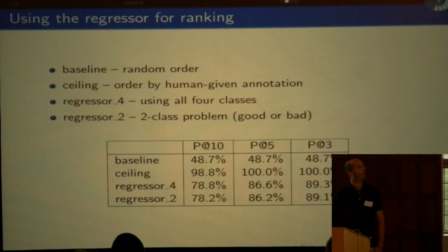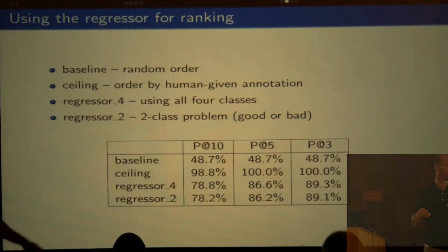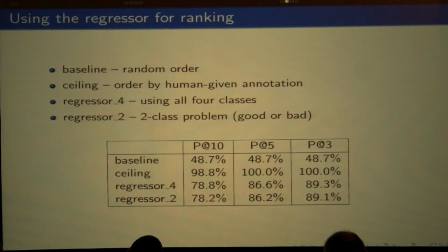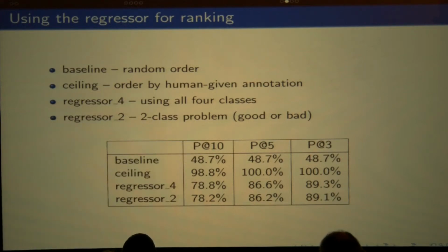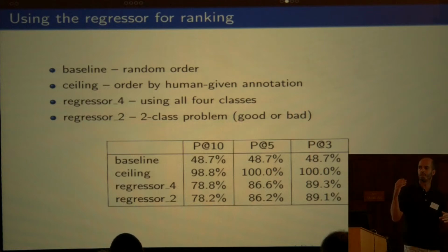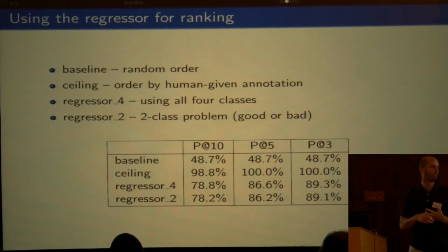So to come to the results, our baseline is actually random order. If you remember the distribution from the beginning, it's more or less 50%. So you'll have 50% good examples, 50% bad examples, regardless of whether you take the top 10, 5, or 3 ranked examples. The ceiling, on the other side, is when you use the annotator's choice to sort, so it's almost 100%. You can see that we don't always have 10 good examples for all the collocates.